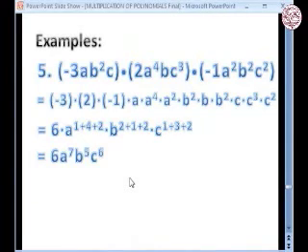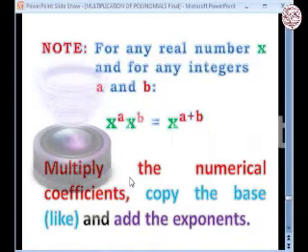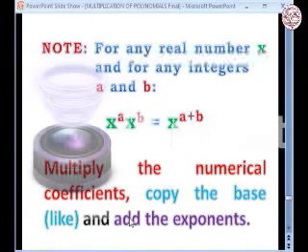Okay, again, I would like to repeat the notation for any real number x and for any integers a and b. Basically, you are going to have x raised to a times x raised to b. Just copy the base and add the exponents. But how about if we have coefficients? Just multiply the numerical coefficients as we have in our number 5. Copy the base, which are the same or like, then just add the exponents. So remember, multiply the coefficients, copy the base, and add the exponents.